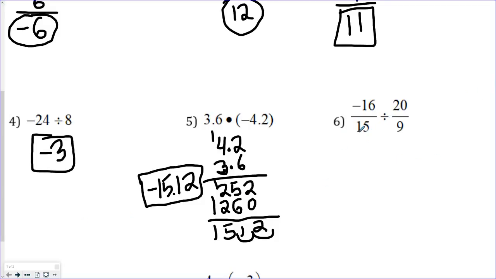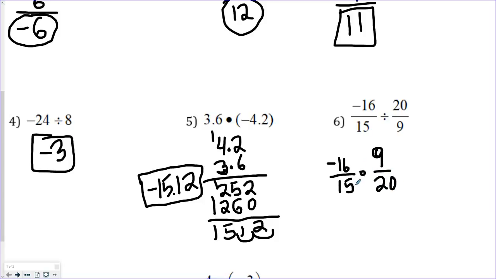Number 6 deals with fractions here. So with fractions, if you're dividing a fraction, you have to remember to make sure you flip the second fraction. So the first fraction is going to stay the same, negative 16 over 15. This is going to flip, however. So it's going to be 9 over 20.